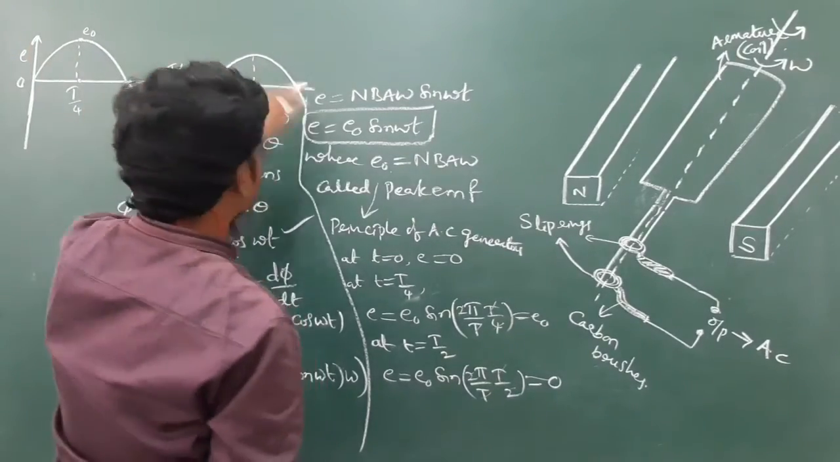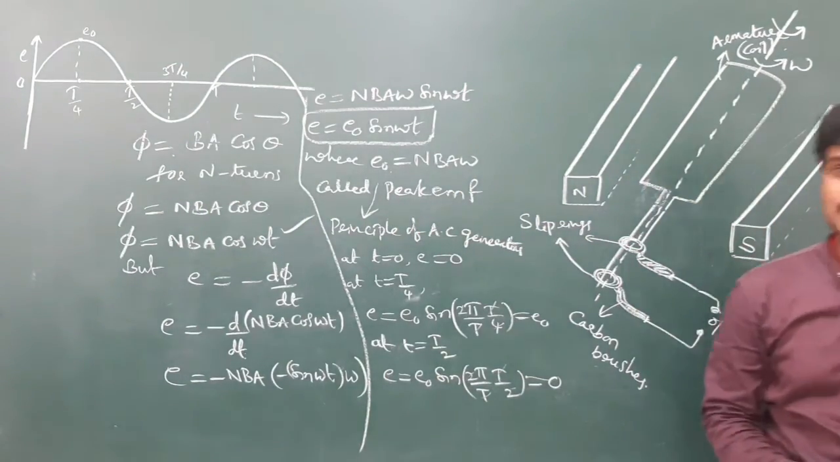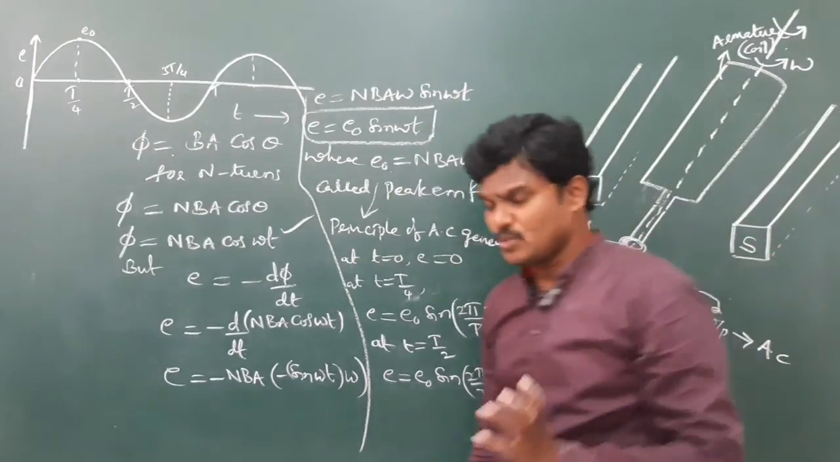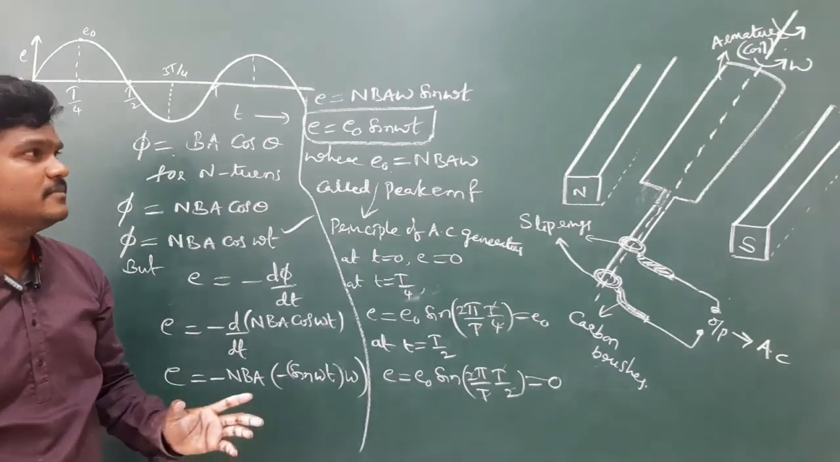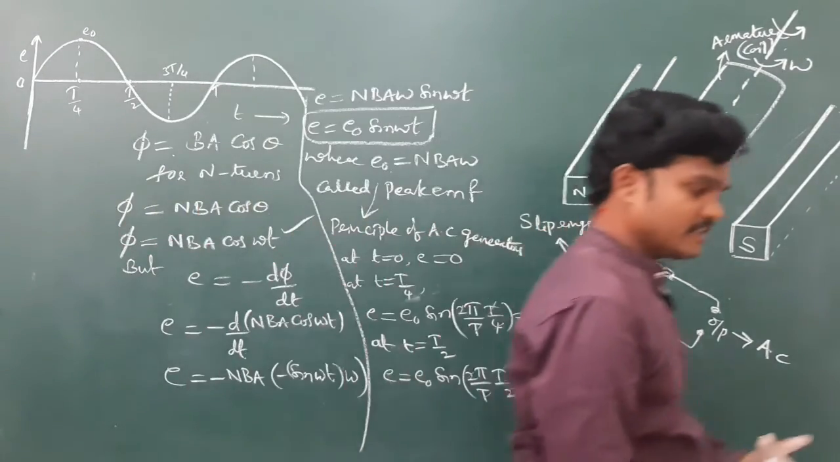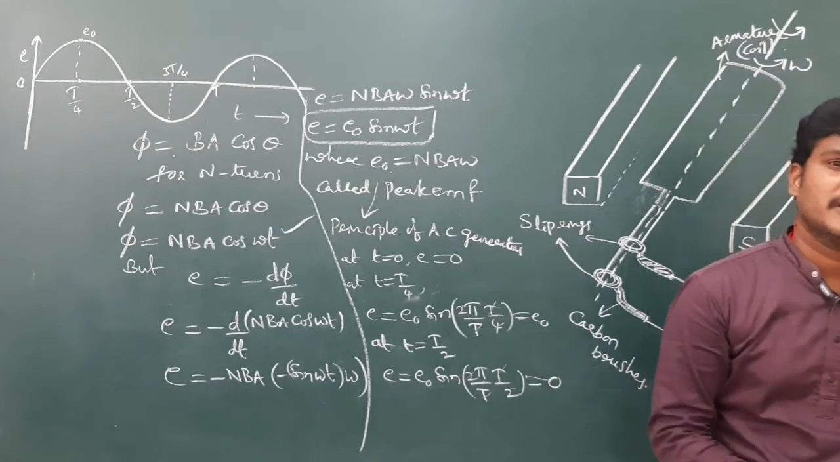Here you are getting an AC curve. AC curve means EMF is changing, and so the current is also changing. So AC is the current whose magnitude and direction change with respect to time. So these are a few words about the AC generator. What is the AC generator, and what is its purpose?